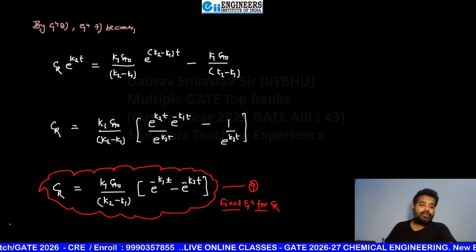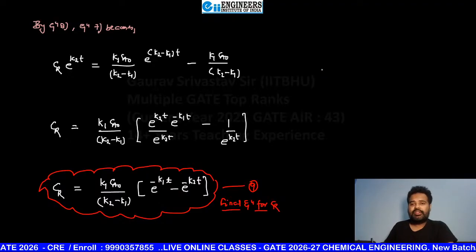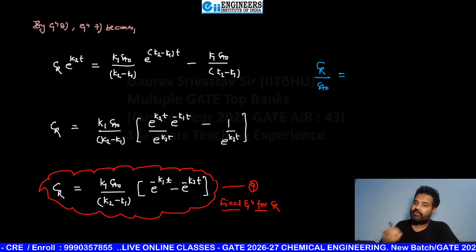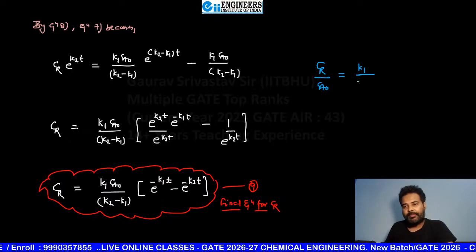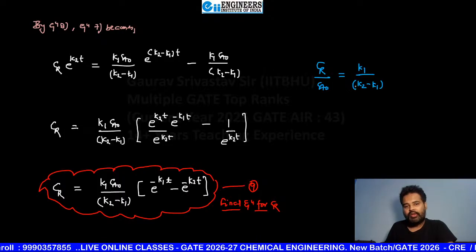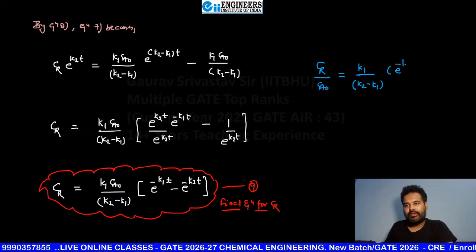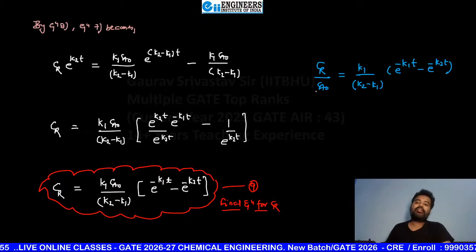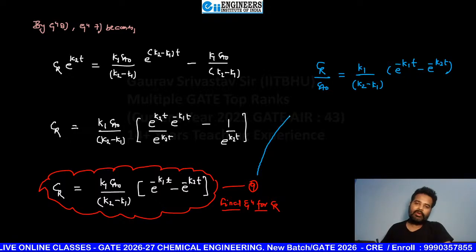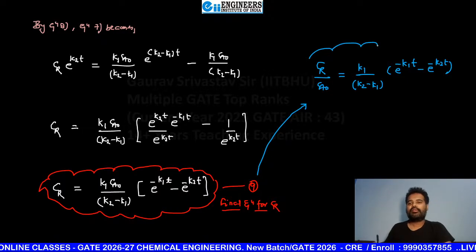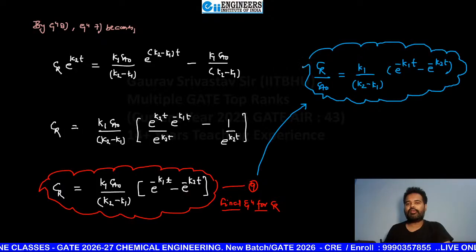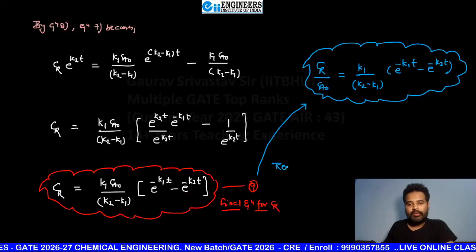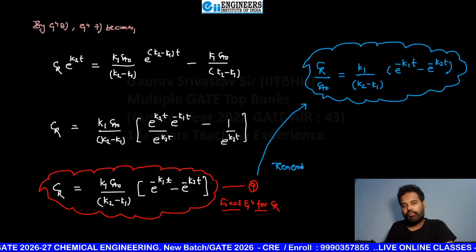Okay, mostly whenever they are asking in examination, they are asking this equation like this, CR by CA naught. This ratio they are asking in examination. More chances are there. So this is K1 by K2 minus K1, and here e raised to power minus K1t minus e raised to power minus K2t. In this manner, mostly they are asking. The same, this equation number 9 can be written as CR by CA naught. So you need to remember it. This one remember in blue one, standard form.